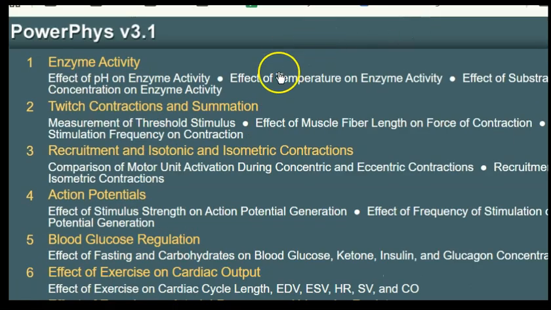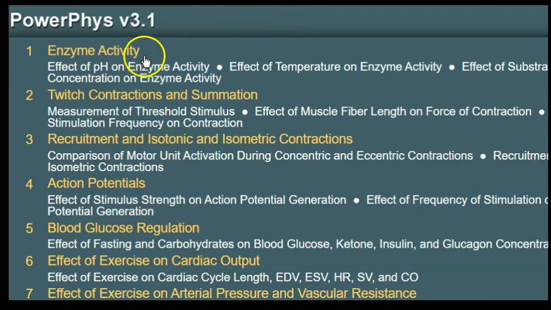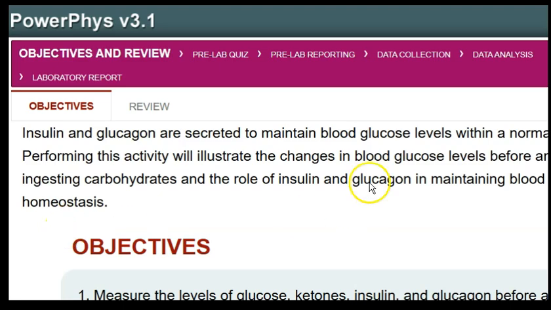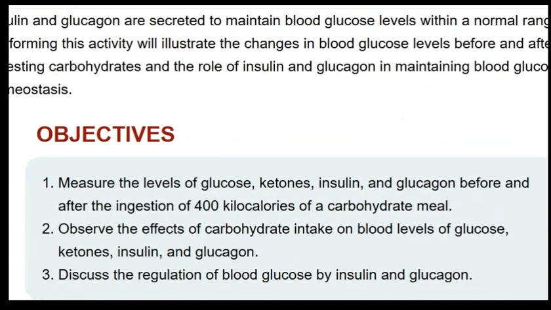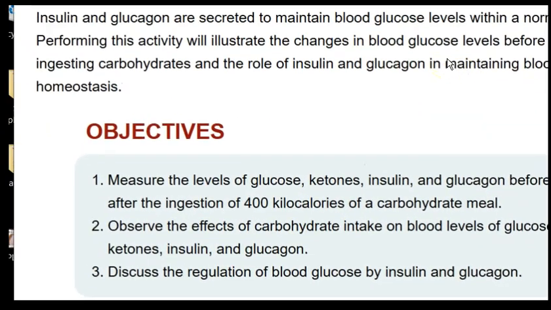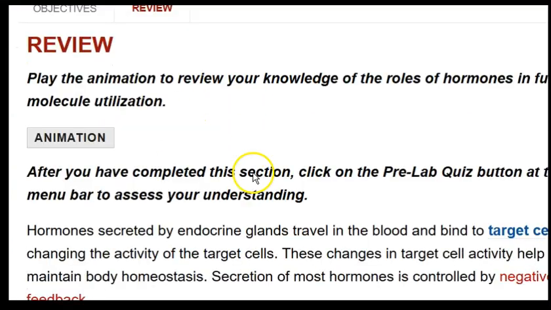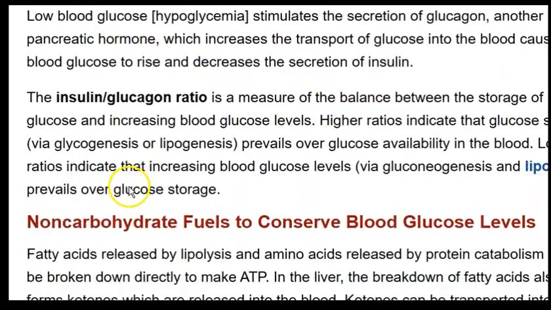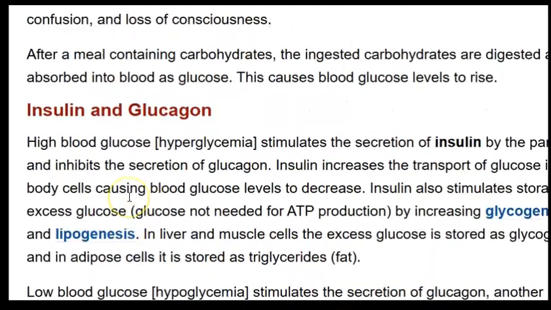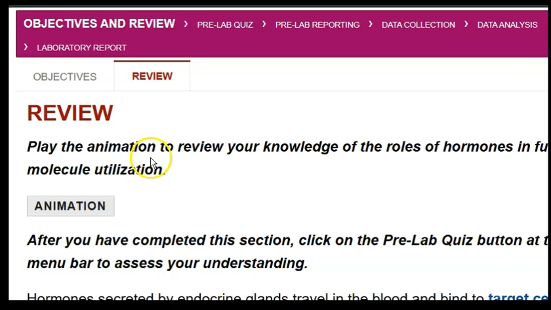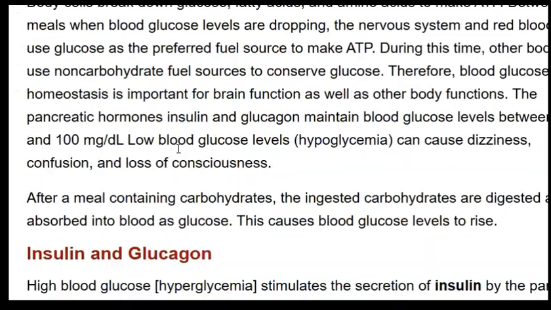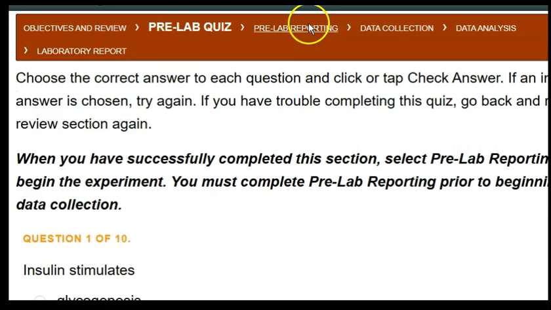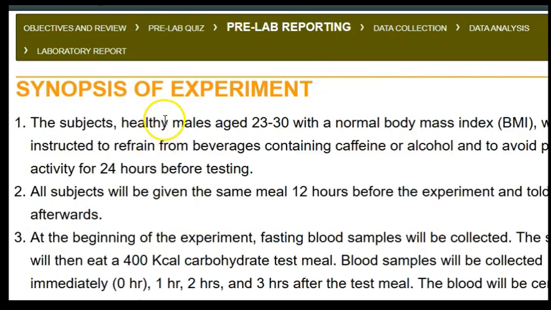So just real quickly, I want to show you, when you first go to that URL, you're going to have to pick this here. It's going to be number 5, blood glucose regulation. And then it's going to take you through the objectives. There's a review section here where they have animations and other resources to help you understand what is going on as far as endocrine regulation and blood glucose. There is reporting.